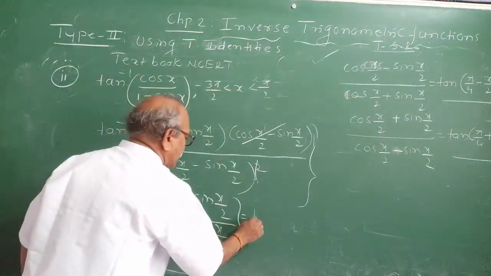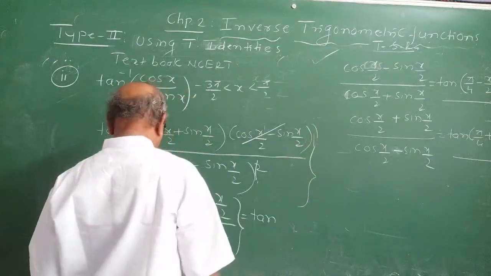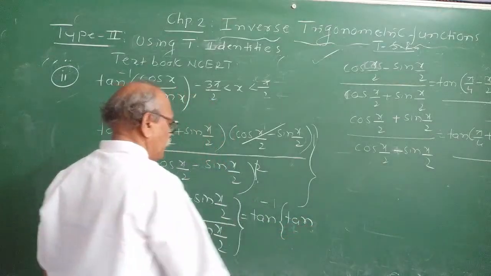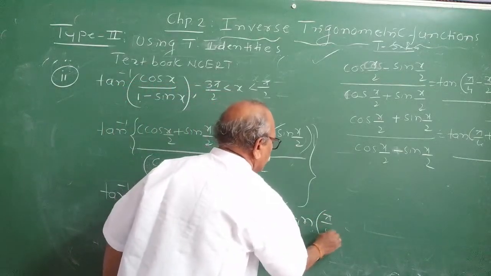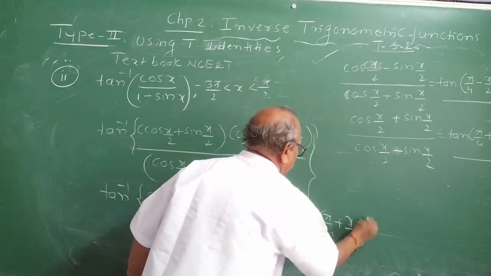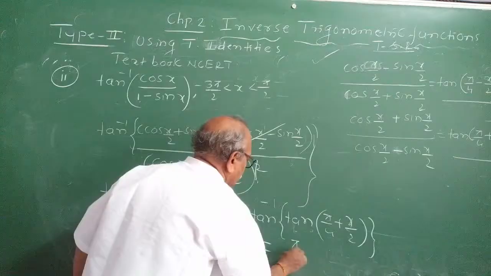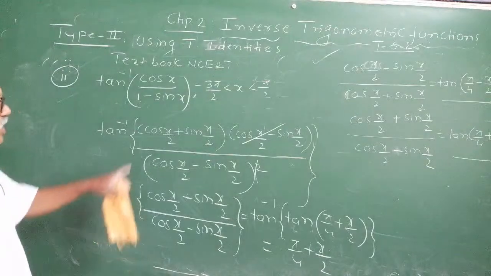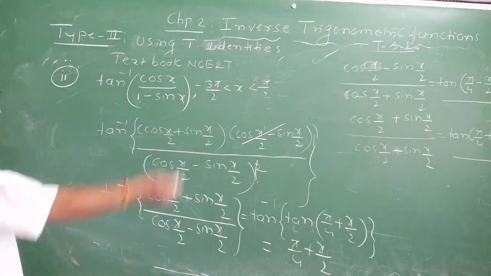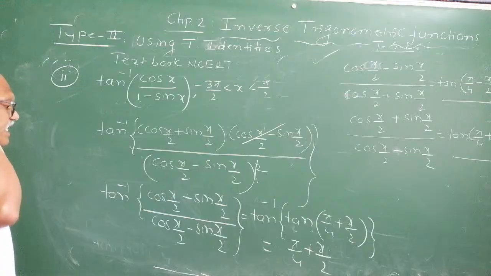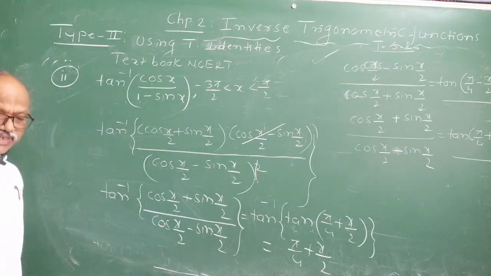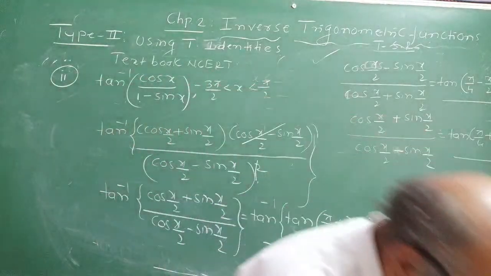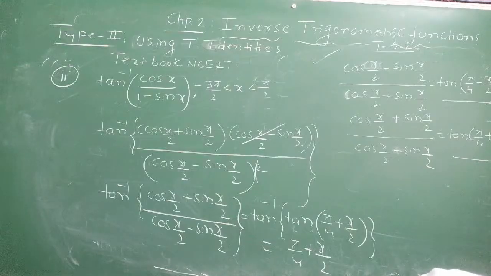You can directly use the identity and write it on the right side, and you will get tan inverse of tan(pi/4 + x/2), which can be written as pi/4 + x/2. In a written exam, you have to show the identities clearly. In competitive exams, you can use a TSR directly and get the correct answer within a minute. I hope you got it. Very good. It is clear now.